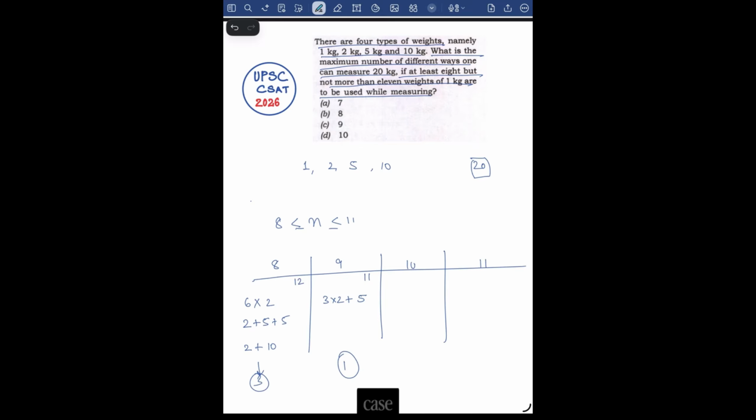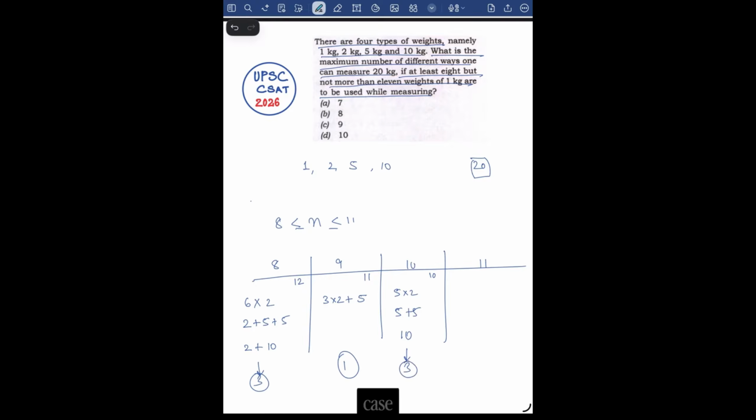Now let's check the third case. When the number of 1 kg weights is 10, the remaining weight is 10. So we can have 5 2 kg weights, so 5 into 2. We can also have 2 5 kg weights, so 5 plus 5. We can also have 1 10 kg weight. So the total number of possibilities under this case is 3.